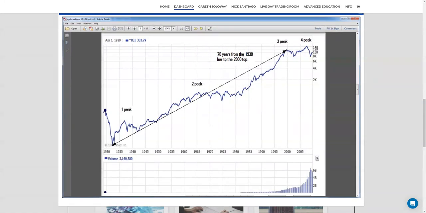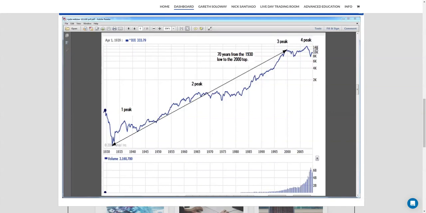Right here we have 70 years from 1930. Okay, so if you go 1929, 1930, we had a crash into 1932. 70 years from 1930 gives you what year? 70 plus 1930 gives you 2000. What happened in 2000, Brandon? Yeah, a crash, right? Tech wreck, internet bubble, all of that. Yep, that's exactly it.